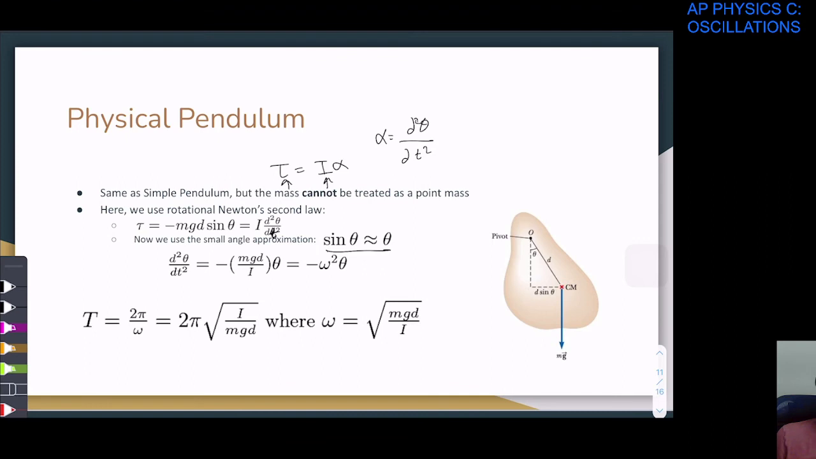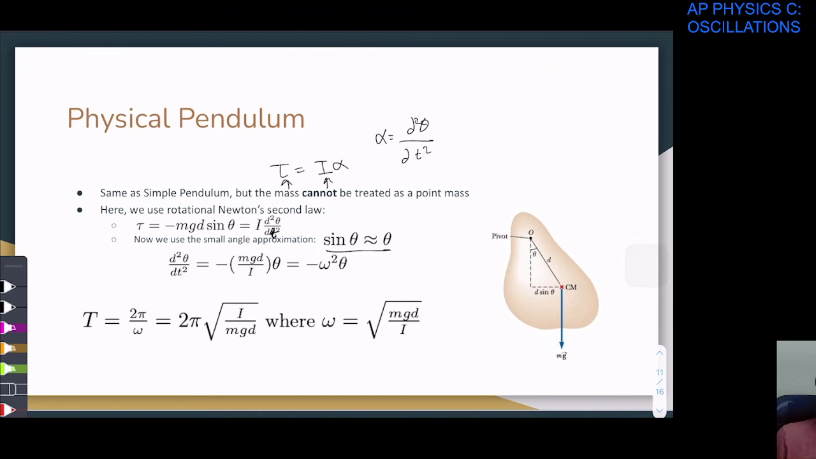So you can see over here we have a mass and we have a pivot over here. This is our center of mass here. We're going to offset it slightly, and then we're going to observe it rock back and forth. We're going to say that it's going to be simple harmonic motion. Well, let's take a look.